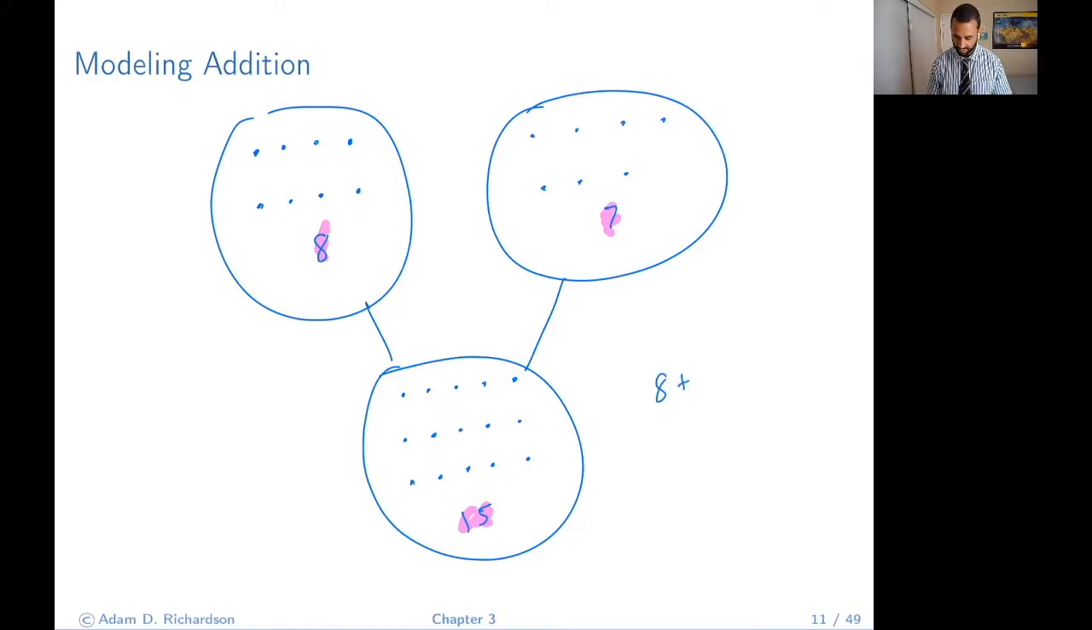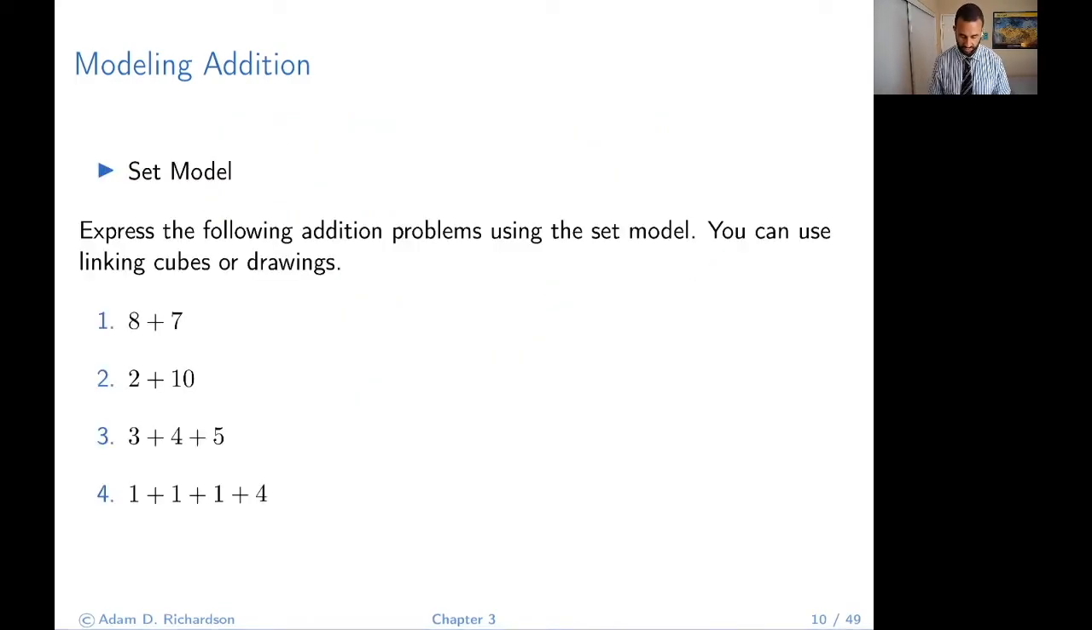And we would write mathematically 8 plus 7, make that a little cleaner. 8 plus 7 equals 15. That's the idea right there. Okay. How about this one? Let's do 3 plus 4 plus 5.